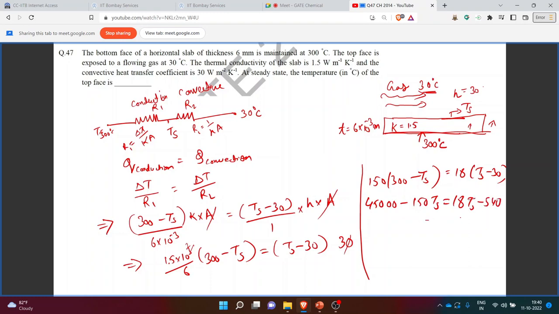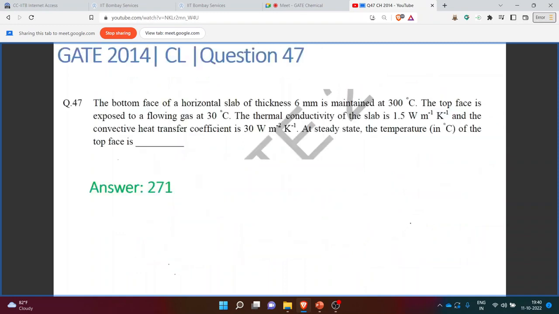You can solve this equation and you will get the temperature of the surface as 271 degrees Celsius. So we will report our final answer as 271 degrees Celsius.